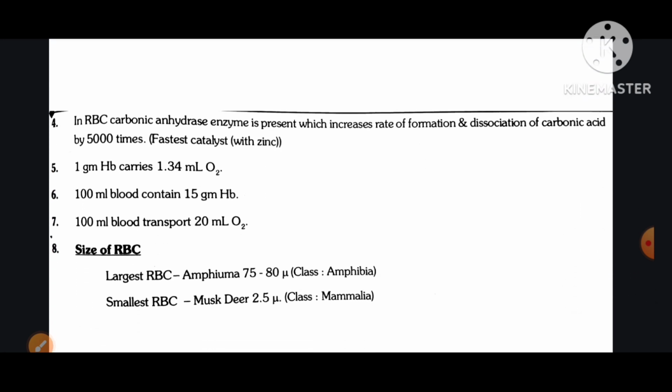In RBC, carbonic anhydrase enzyme is present, which increases the rate of formation and dissociation of carbonic acid by 5000 times. Fastest catalyst, with zinc. 1 gram hemoglobin carries 1.34 ml O2. 100 ml blood contains 15 gram hemoglobin. 100 ml blood transports 20 ml O2. Size of RBC: largest RBC, Amphiuma, 75 to 80 micro, class Amphibia. Smallest RBC, musk deer, 2.5 micro, class Mammalia.